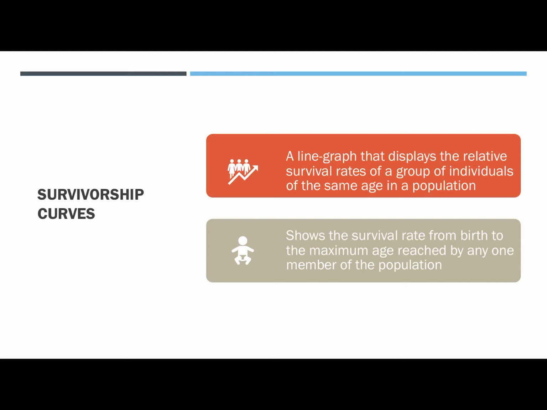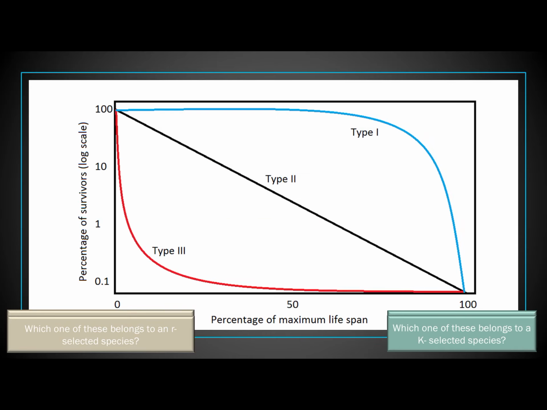So to begin, survivorship curves are a line graph that displays the relative survival rates of a group of individuals of the same age in a population. So it shows the survival rate of birth to the maximum age reached by any one member of the population. So we use this to gauge how likely certain individuals are to survive to a certain age.